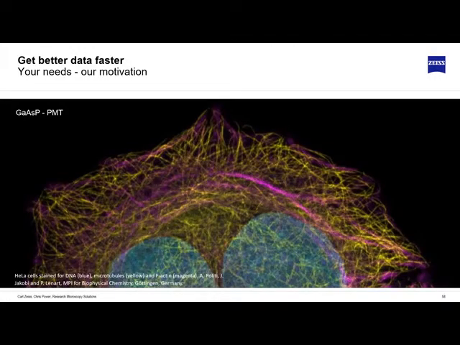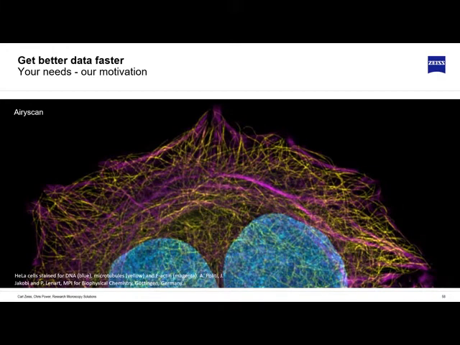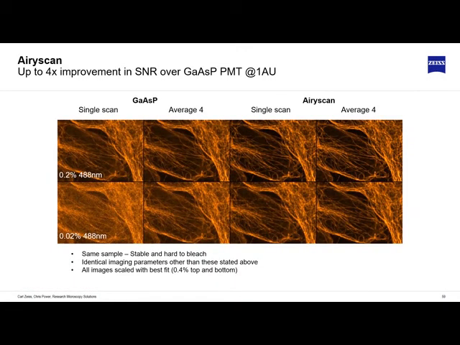So this means our image gets improved from what we see here in terms of gallium arsenide to what we see here with Airyscan. Now, of course, even with a non-Airyscan system, you can always average more, you can put more laser power in, but here I have a comparison where the images on the left are taken with a PMT-based system, the images on the right are taken with Airyscan, and they're taken with single images, average of 4, relatively high power, it's still 0.2% on the top, and relatively low power, 0.02% on the bottom.